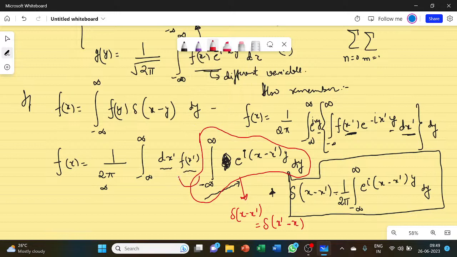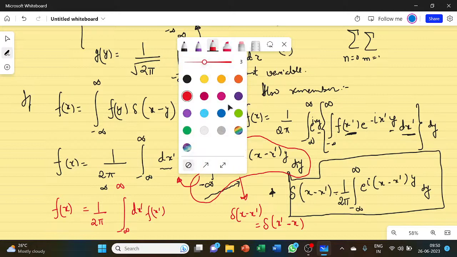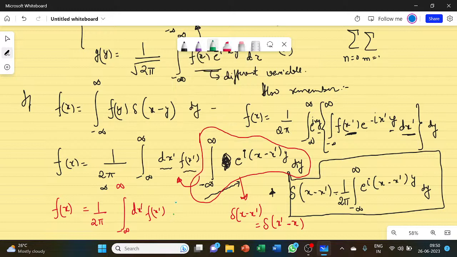Just understand, this particular thing will become f of x, and this 1 upon 2 pi, if you submerge inside. So basically, again I'm writing 1 upon 2 pi, minus infinity to plus infinity dx dash f x dash, and the remaining term I'm writing in green, or some other pen, so that you are able to understand what I want to convey. This is e to the power iota x minus x dash y dy.